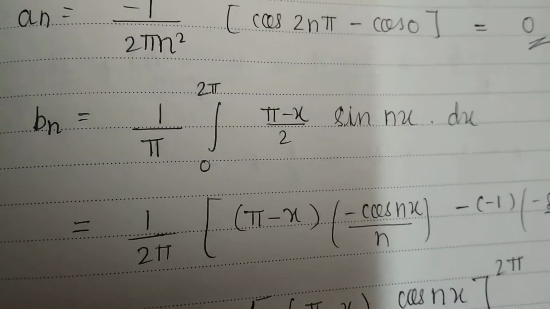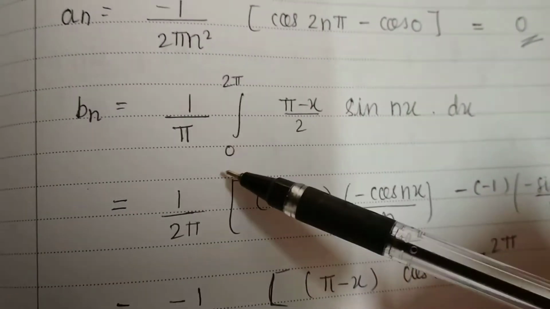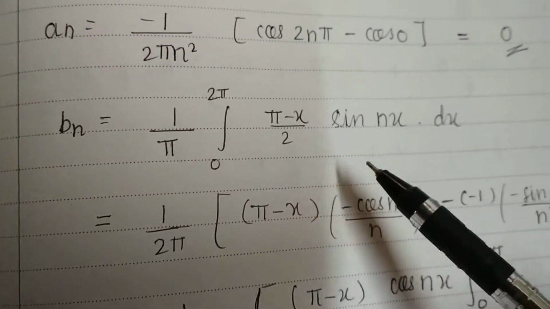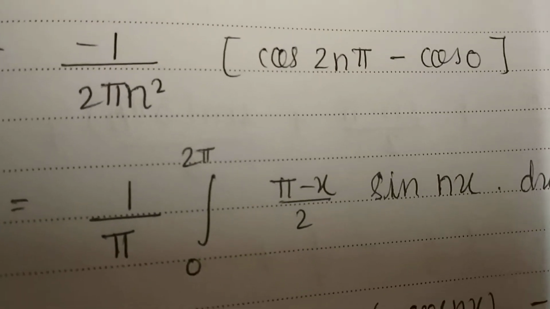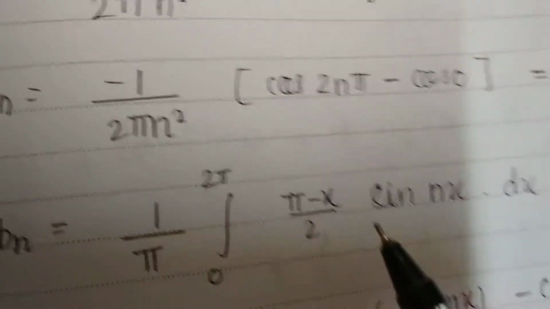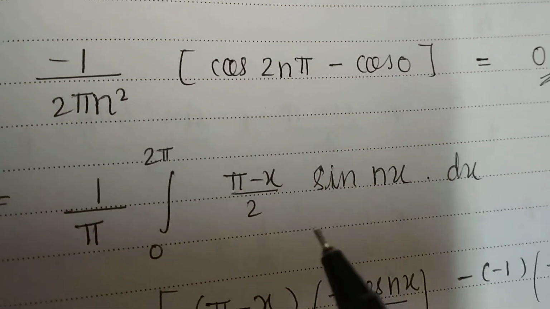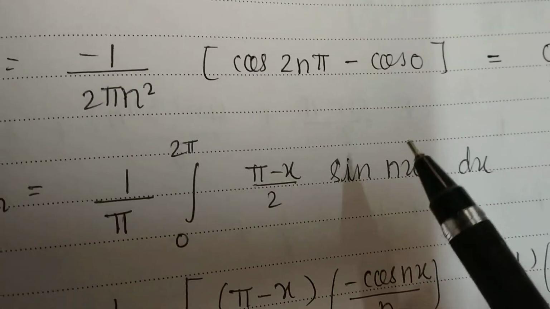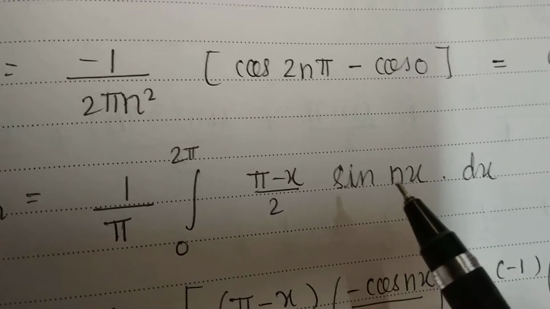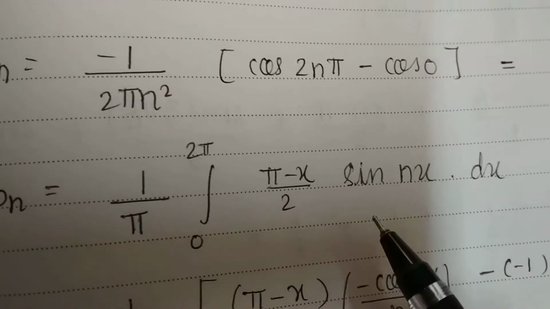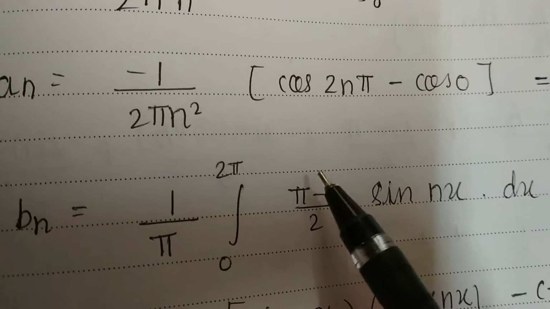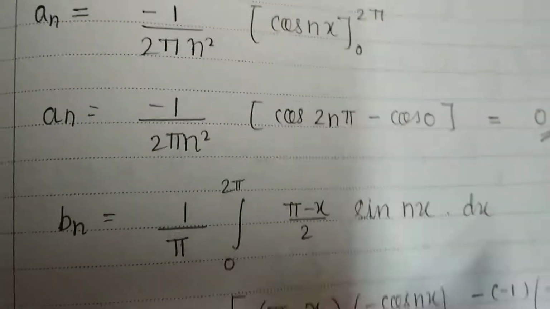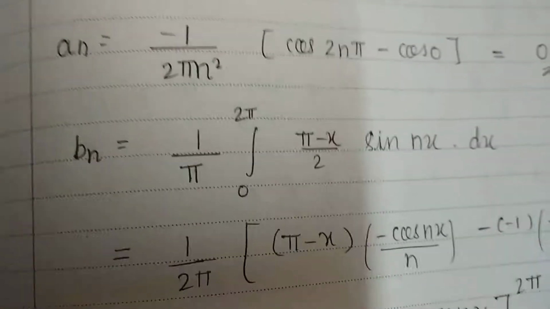That will be bn is equal to 1 by pi integral 0 to 2 pi f of x, that is (pi minus x) by 2 into sine nx dx. Now this also we're going to solve by the Bernoulli's principle. That is, u into integral of v, that is v is sine nx, minus differentiation of u into again the integral of the previous integral. So let's go through it.